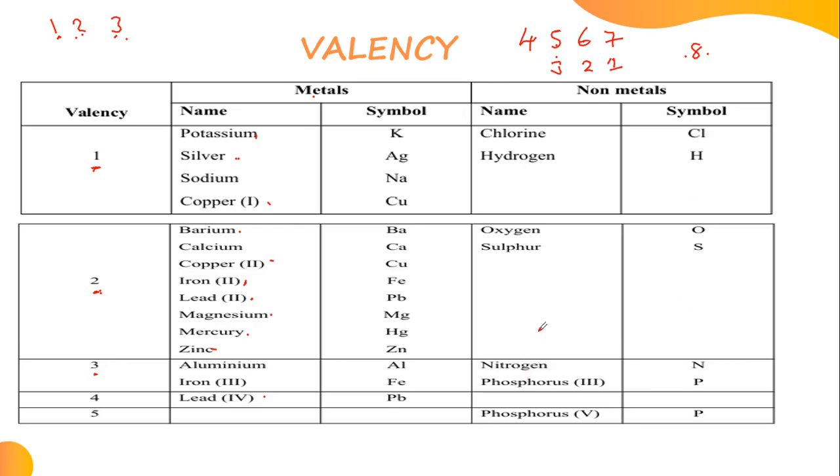Let's go to nitrogen. Nitrogen is in group 5. Therefore, the valence is what? 3. So 5 you subtract from 8, that's 3. Then phosphorus, we have phosphorus 3 here. The valence is what? 3, just like that. We have also phosphorus 5. That's the valence is 5, just like that.